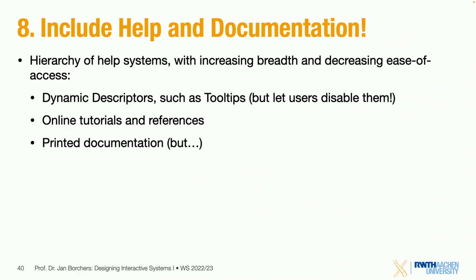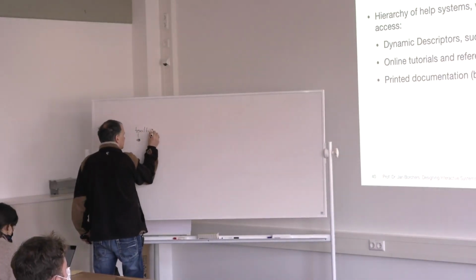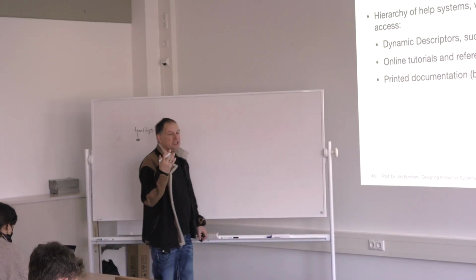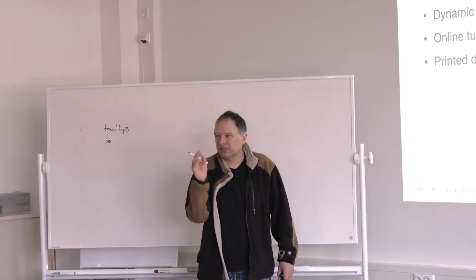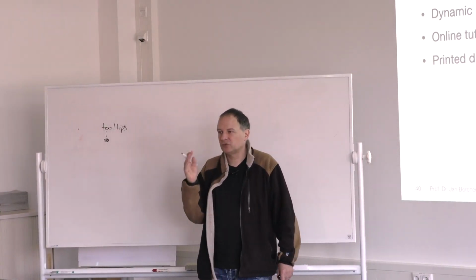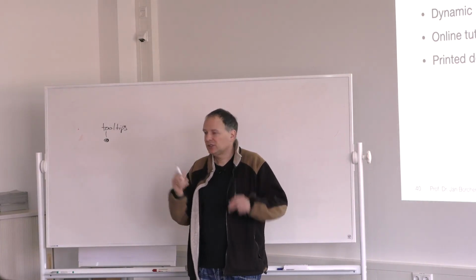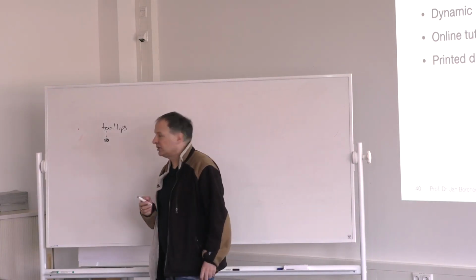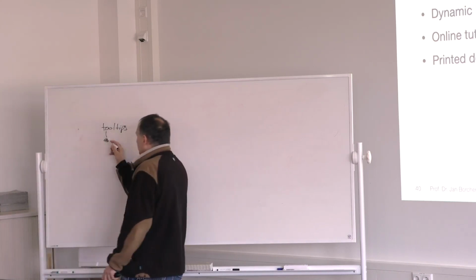You have on the one end stuff that is available extremely fast. For example, tooltips, right? That pop up immediately. I should be able to turn them off, but I can get to them just by hovering over something. I use this a lot. You probably do yourself too. If you have an unfamiliar interface, you use that to explore it on a very lightweight basis. But it can only provide very little content, right?